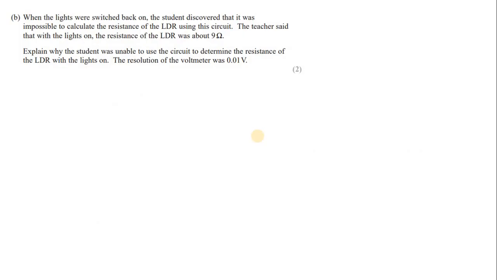Part B. When the light was switched back on, the student discovered that it was impossible to calculate the resistance of the LDR using the circuit. The teacher said that with the light on, the resistance of the LDR was about 9 ohm. Explain why the student was unable to use that given circuit to determine the resistance of the LDR with the light on. The resolution of the voltmeter is 0.01.